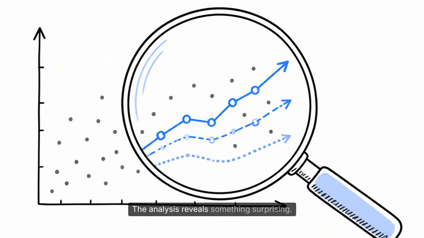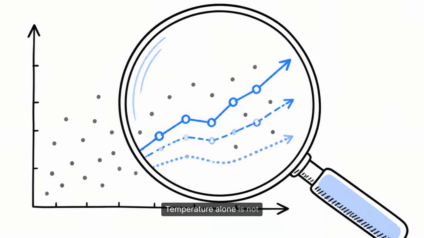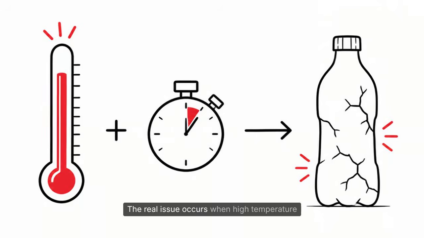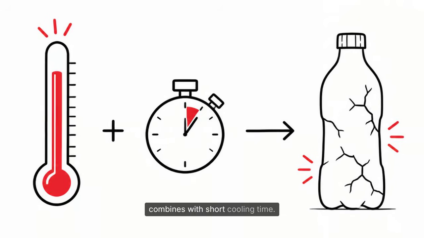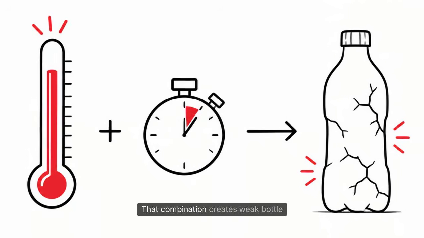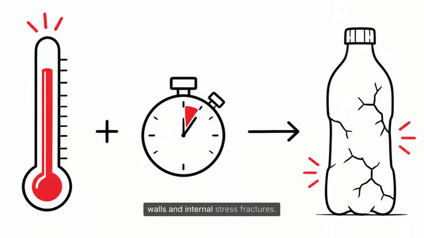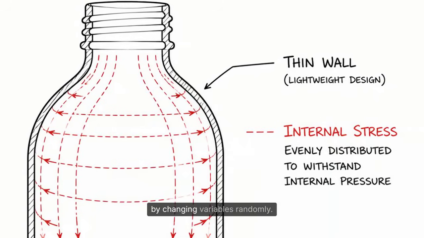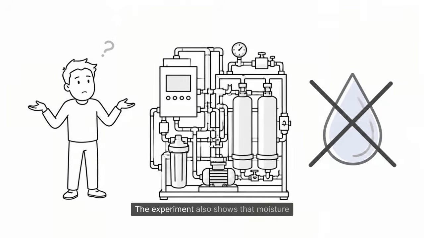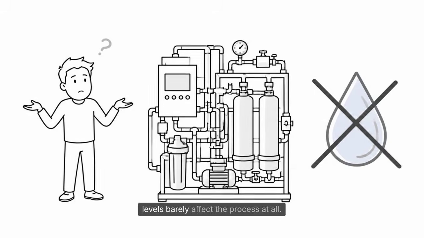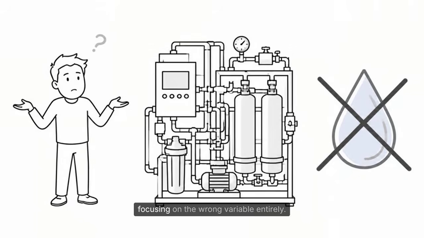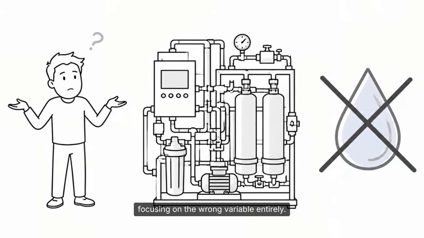The analysis reveals something surprising. Temperature alone is not causing most of the defects. The real issue occurs when high temperature combines with short cooling time. That combination creates weak bottle walls and internal stress fractures, something the team never would have discovered by changing variables randomly. The experiment also shows that moisture levels barely affect the process at all. That means the company can stop wasting time focusing on the wrong variable entirely.